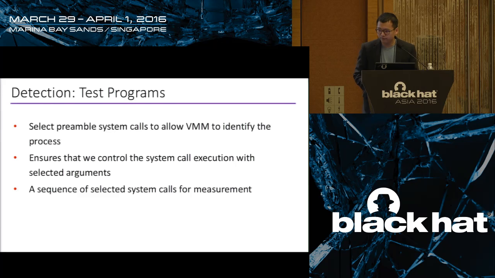After the preamble syscalls, we monitor the real syscalls we want to monitor, the syscalls that will actually be affected by the rootkit. We'll have a set of selected syscalls with control arguments in the test program, and then we set them in a predefined sequence.